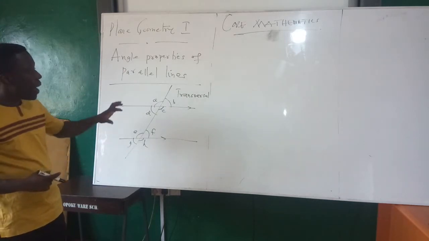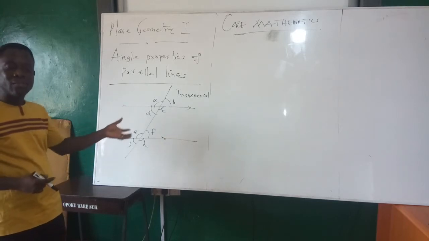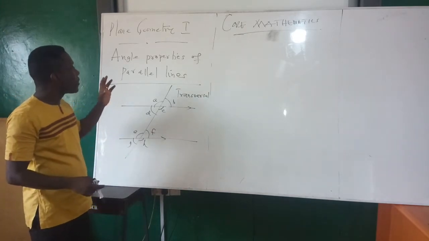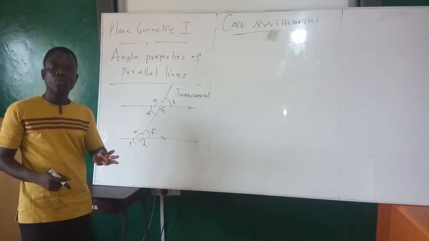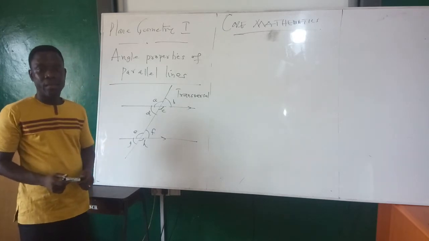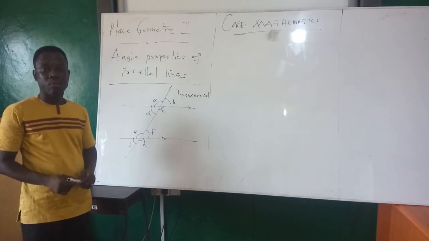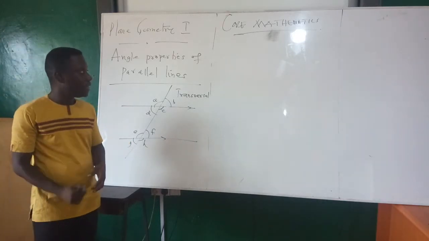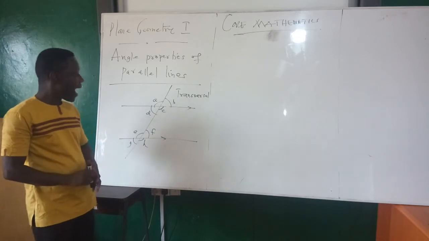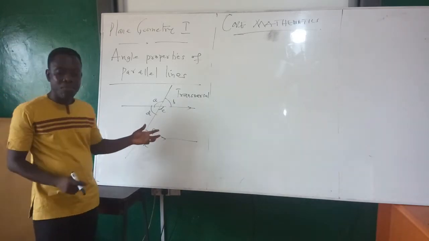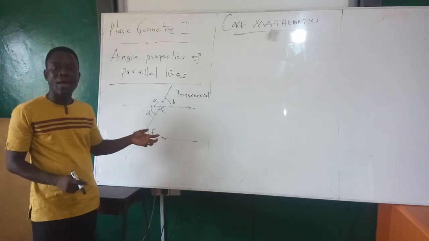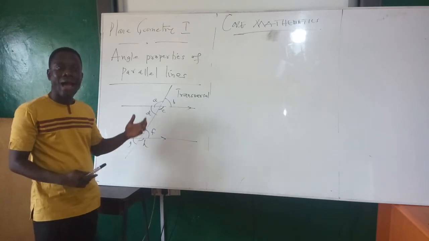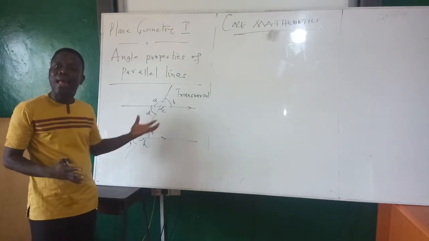Now, I'm going to look at the angle properties of parallel lines. I'm basically going to look at three basic angle properties, and please follow me carefully so that you can understand. Remember, before I get into the actual properties, the other properties we learned under angle properties of a straight line still apply here.